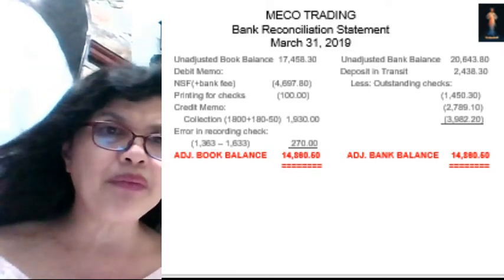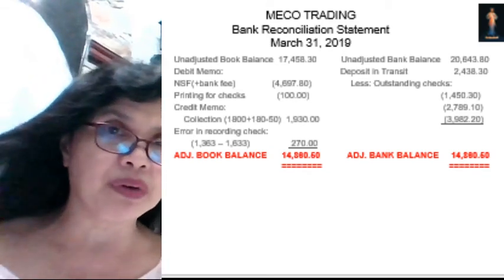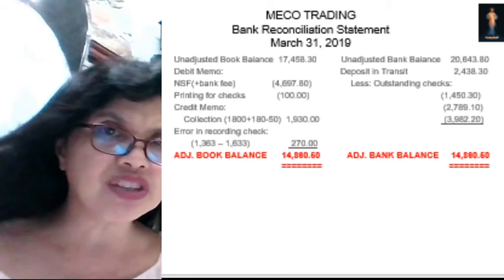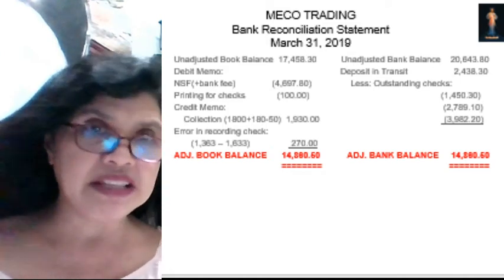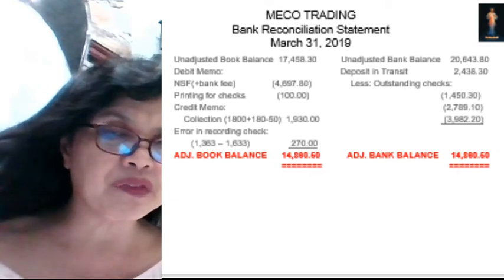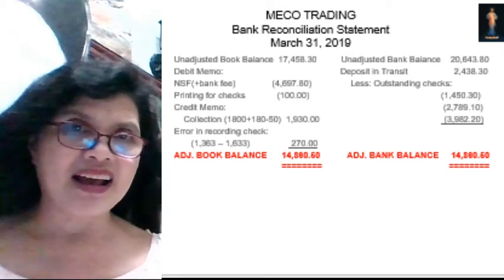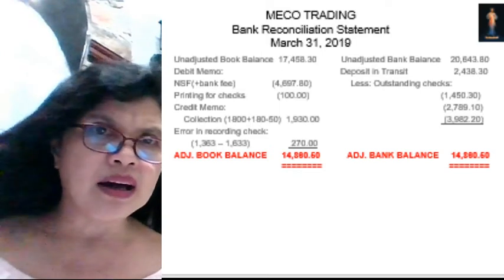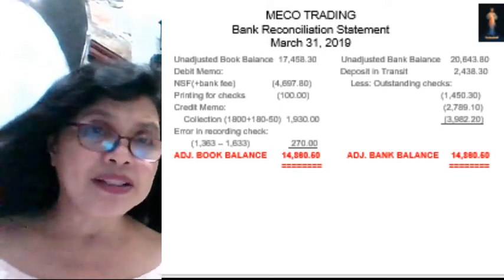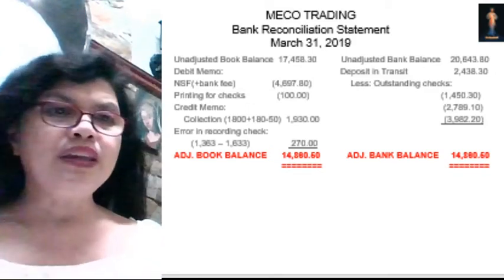Then a credit memo. Why is it a credit memo? Because the bank collected your notes receivable. It was able to collect 1,800 plus 180, which is the interest earned, minus the 50 pesos, which is the collection fee of the bank. So in your books, you will have to record the collection of 1,800 plus your interest of 180, and deduct your 50 pesos collecting fee for the bank.